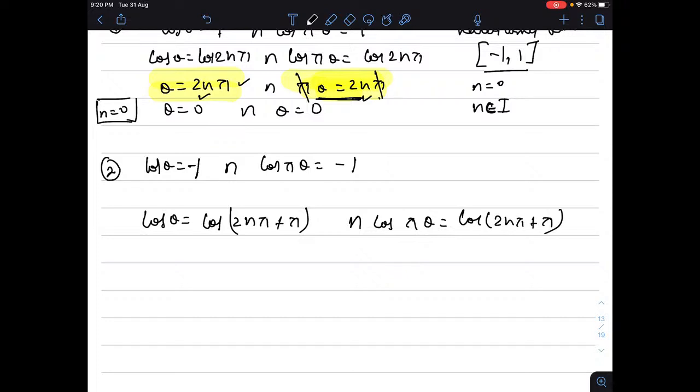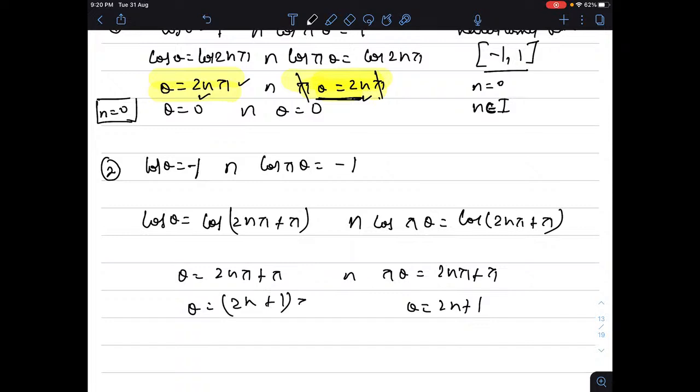Because on the x-axis we are adding pi to reach the negative x-axis, there cos theta becomes -1. So theta will become 2n pi plus pi over here. And at the same time pi theta will become 2n pi plus pi over here. So theta will become 2n plus 1 over here, and theta will become (2n plus 1) times pi over here.